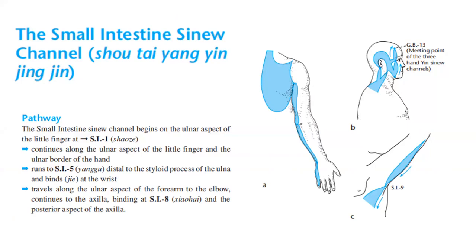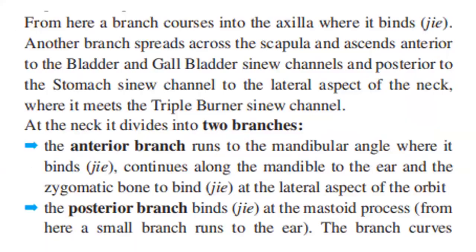It travels along the ulnar aspect of the forearm to the elbow, continues to the axilla, binding at SI-8 and the posterior aspect of the axilla. From here, a branch courses into the axilla where it binds. Another branch spreads across the scapula and ascends anterior to the bladder and gallbladder sinew channel, and posterior to the stomach sinew channel to the lateral aspect of the neck, where it meets the triple burner sinew channel.